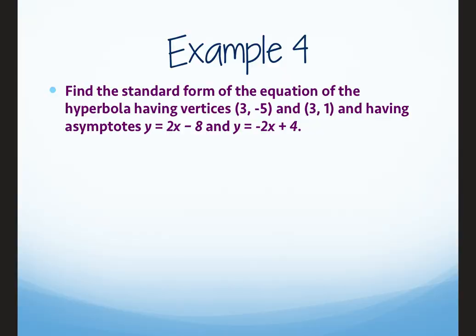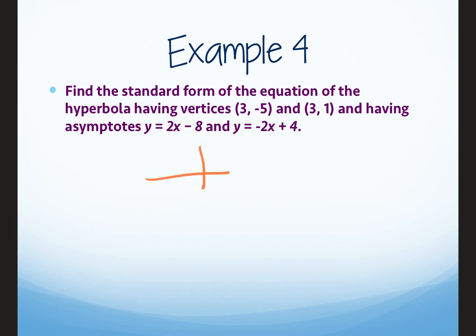All right, so now we're finding the standard form. So we're working backwards. It says find the standard form of the equation of the hyperbola having vertices 3, -5, and 3, 1, having asymptotes y equals 2x minus 8 and y equals -2x plus 4. So as I do with all the parabolas and all the ellipses, I plot the information that they give me to see if I can get the visual of the understanding instead of trying to figure it out in your head. I'd strongly recommend the same.